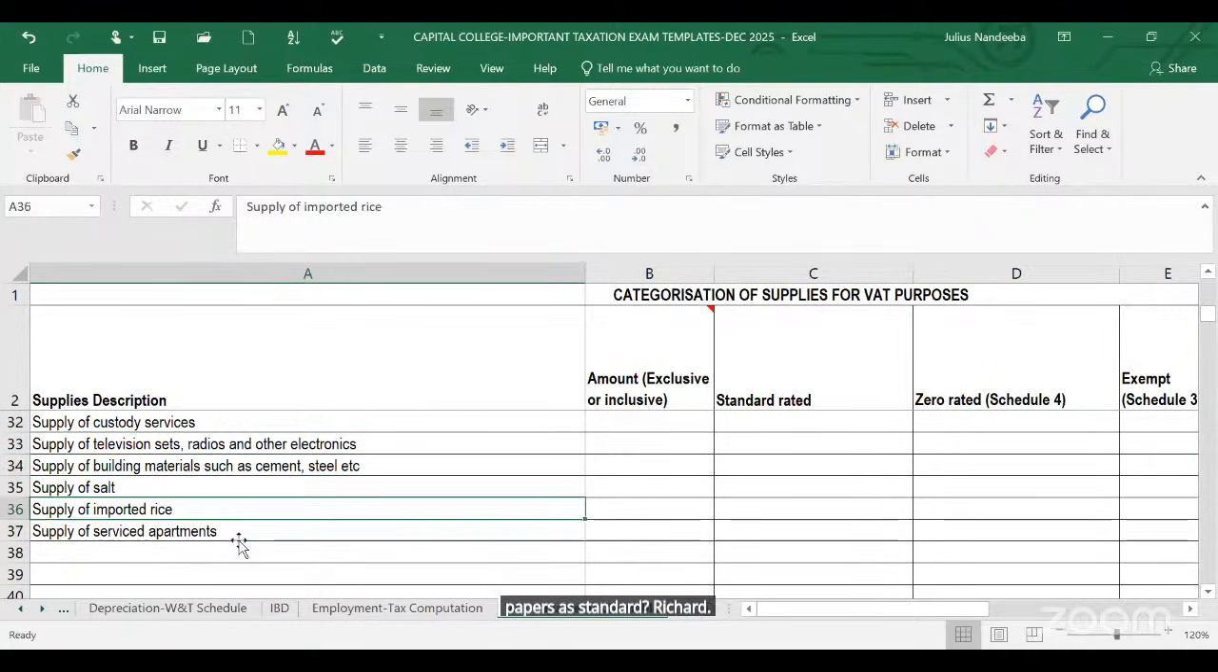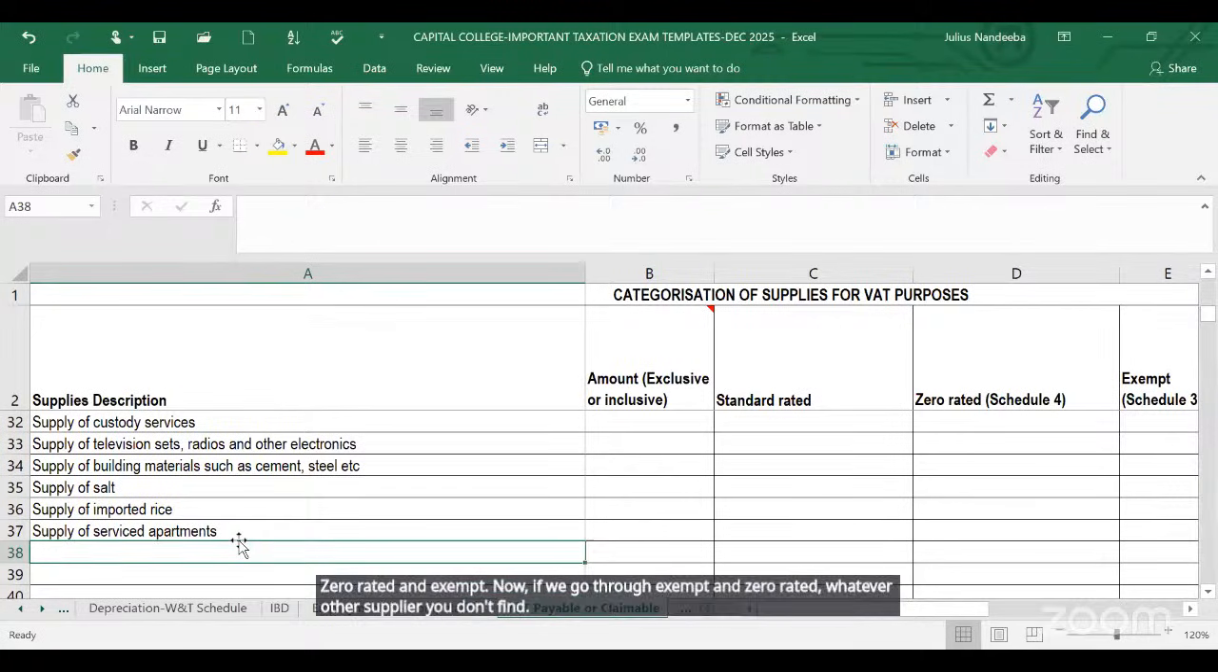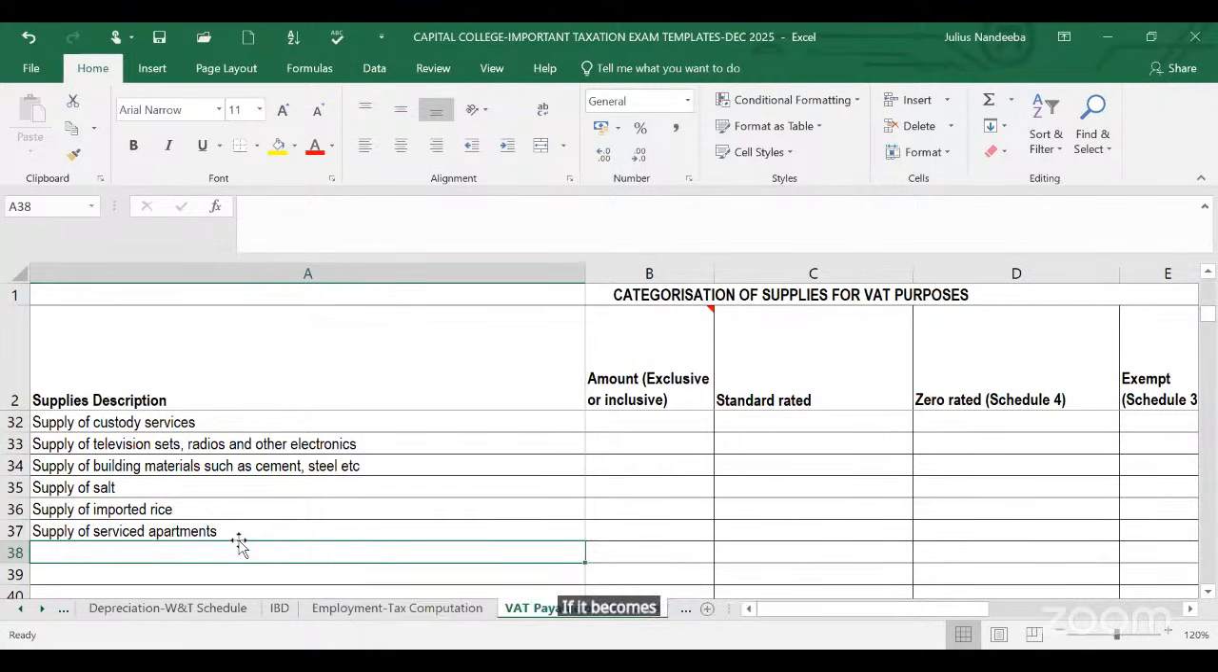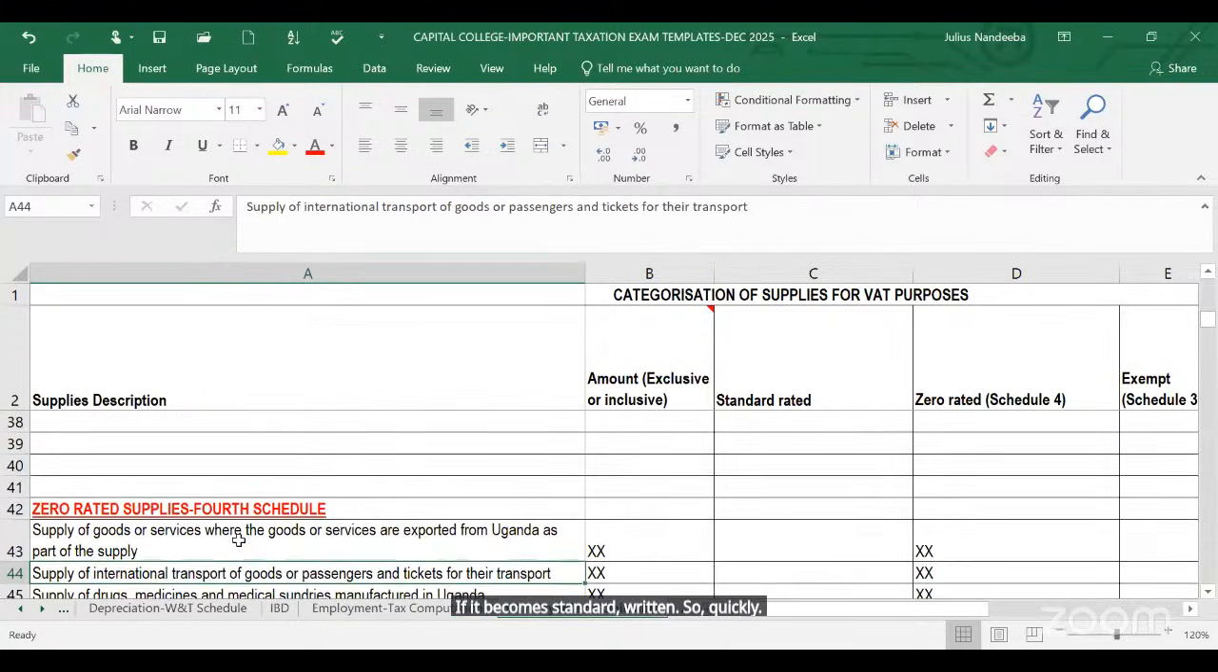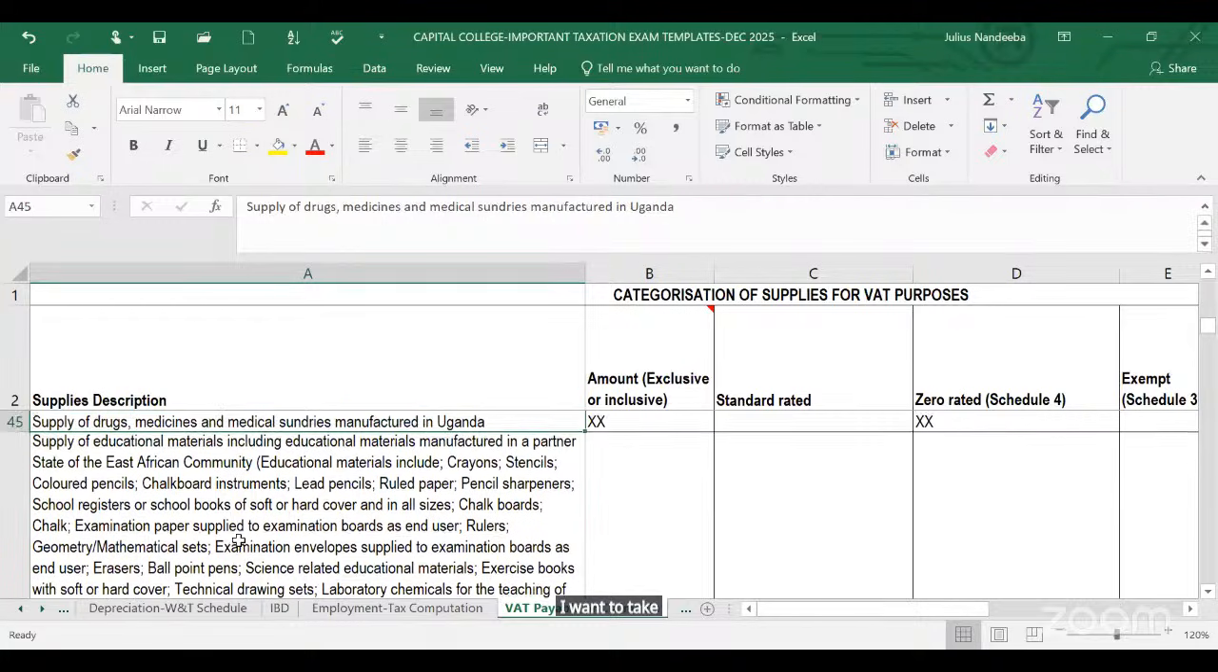Is this list exhaustive? No. Standard rated supplies cannot be exhaustive. What is exhaustive is zero rated and exempt. Now, if we go through exempt and zero rated, whatever other supply you don't find becomes standard rated. So, quickly, I want to take you through the zero rated, which are very few.